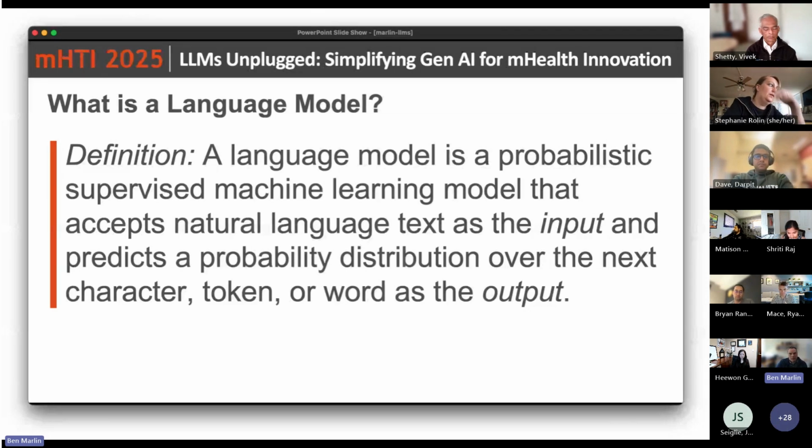The definition for a language model is that it is a probabilistic supervised machine learning model of the kind that we just talked about. They accept natural language text as input, and they predict a probability distribution over the next item in a sequence, which is either a character, something called a token, or a word. We'll talk about what a token is in a second, as the output. So that's the basic predictive structure. The task the models are trained on is next word prediction, next character prediction, next token prediction.